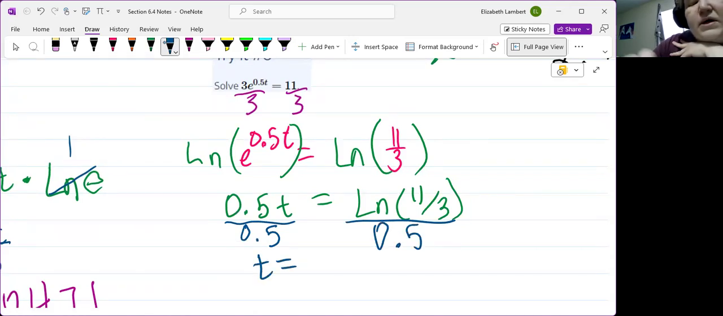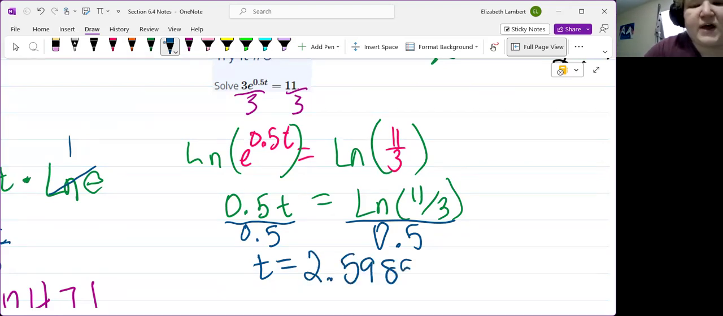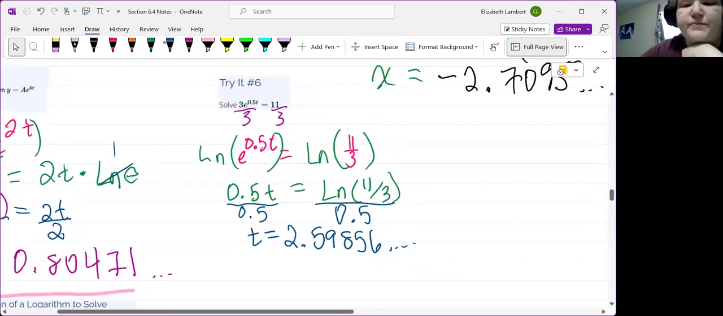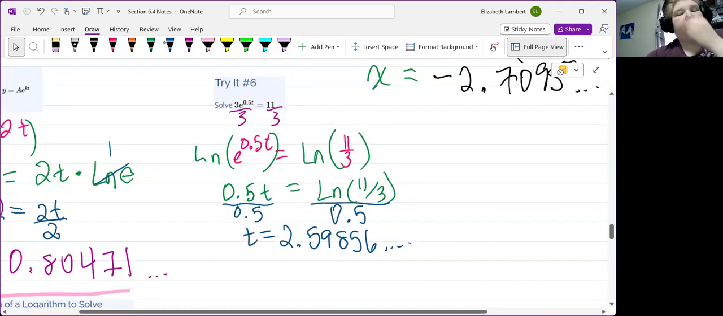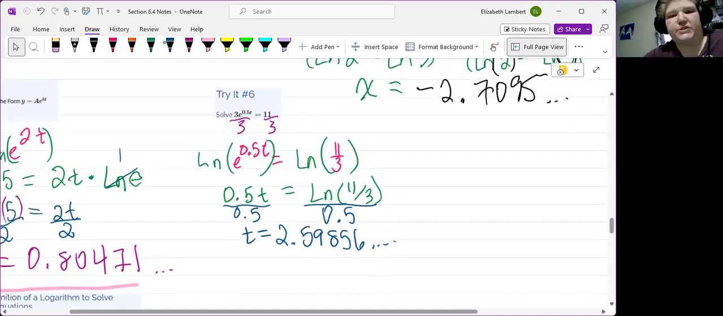So now we just have to crunch that on the calculator. So natural log 11 divided by 3, then close the parentheses, then divided by 0.5, which is actually the same as multiplying by 2, so that's why the number got bigger. 2.59856, and so on. All right. So there we go. That is our solution for that one.